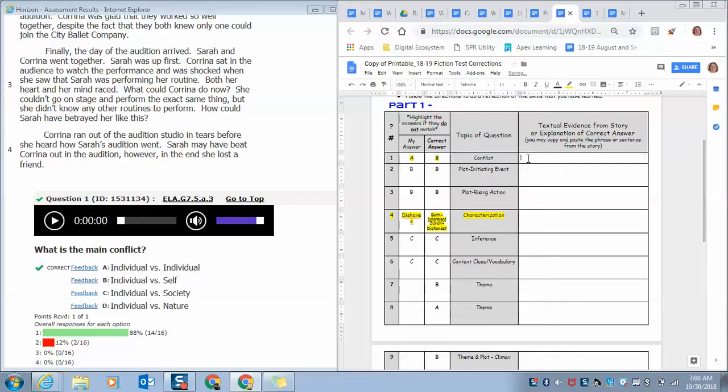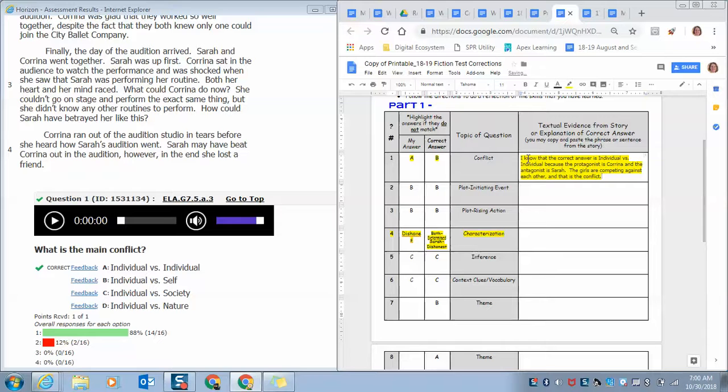Please understand that I expect 2 or 3 sentences. I would really love to see if there's a bit of evidence that you could copy and paste from the story, and I want a very complete answer. If I do not get a complete answer, I will not give you credit, okay?